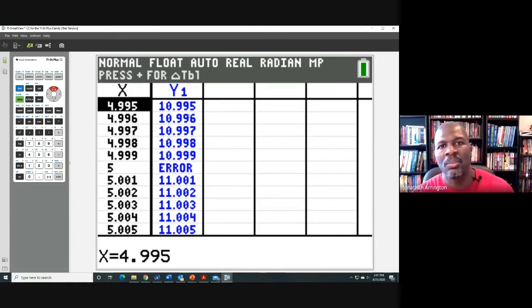But we only looked at one side. Again, in our definition of the limit, it always says the left and the right. There must be agreement there. So thus far, we've only looked at the left. Let's look at the right.